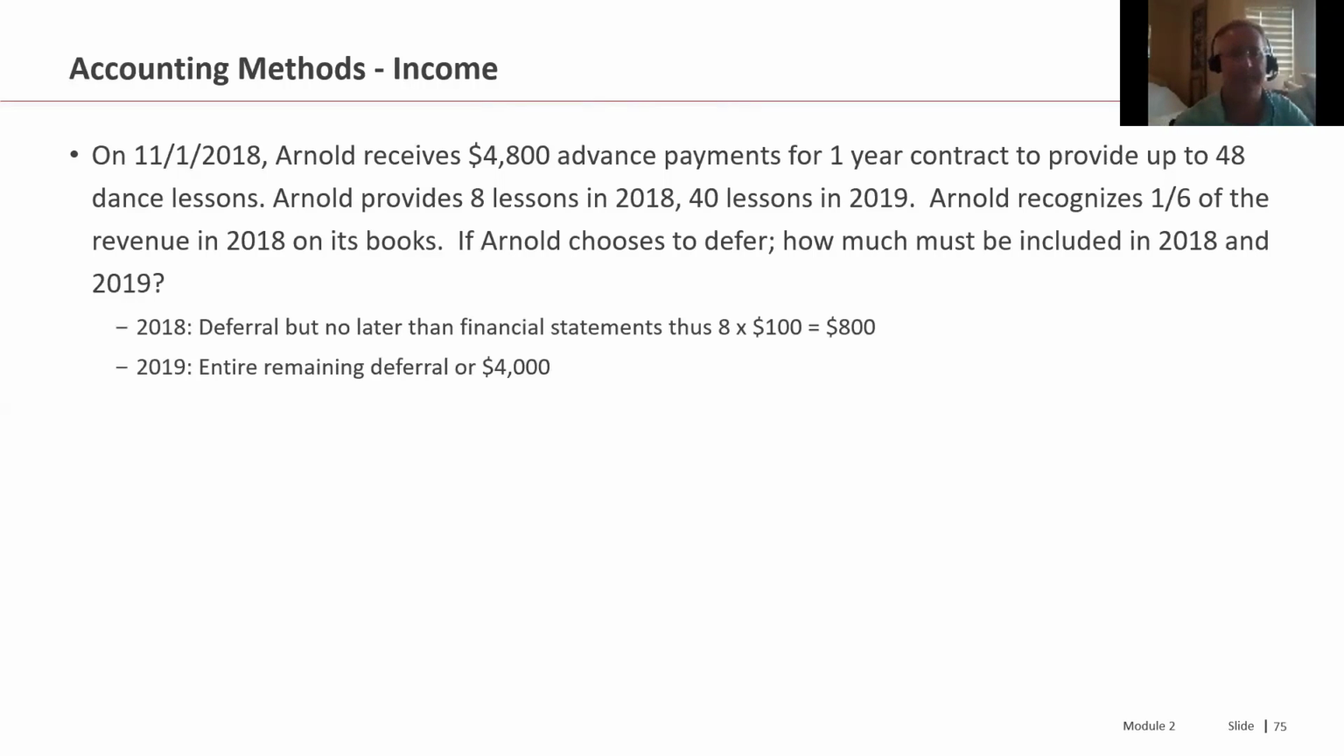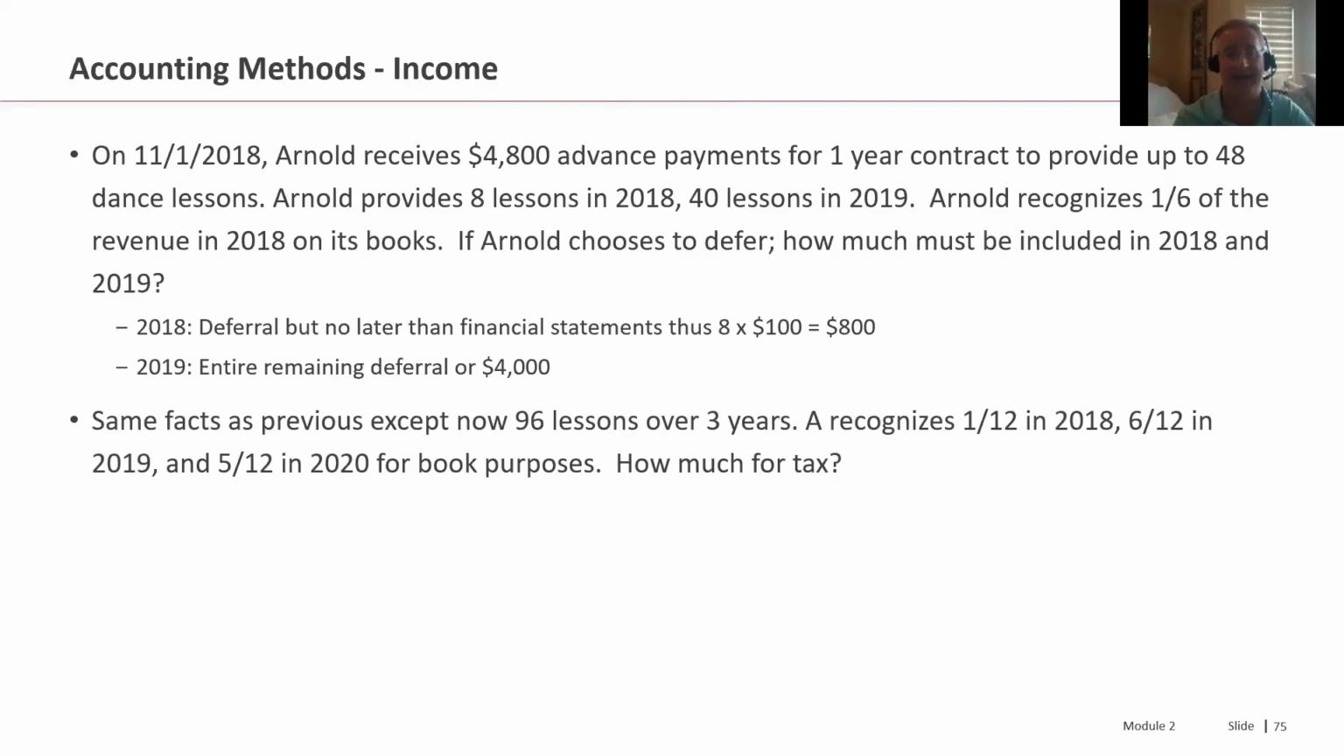So in 2018, he wants to defer because he received an advance payment, but he can never do it later than he did for financial statement purposes. So for financial statement purposes, a 1-year contract for 48 lessons, it's $100 a lesson. 8 times $100 is $800. So in 2018, he recognizes only $800. So that would basically match his book accounting. In 2019, he has to recognize the entire remaining deferral of $4,000. So it doesn't even matter that the rest of the lessons were in fact given in 2019 and earned. Whether they were earned or not, he has to recognize the entire remaining deferral.